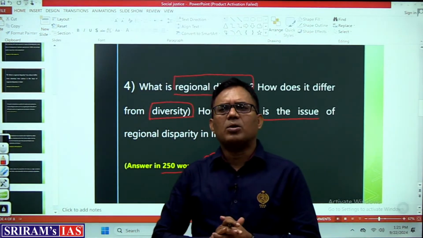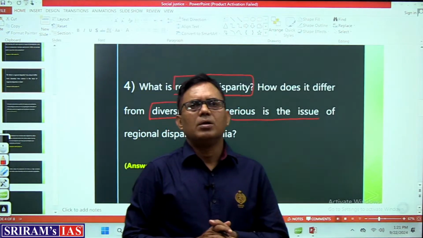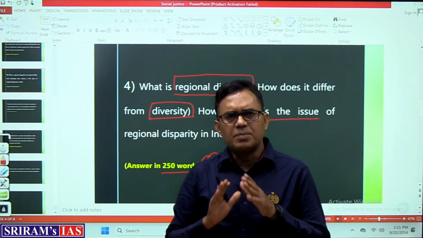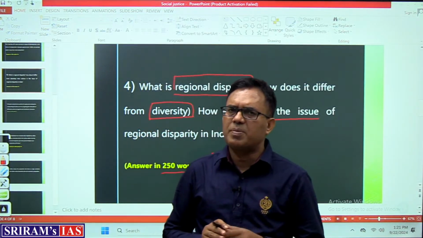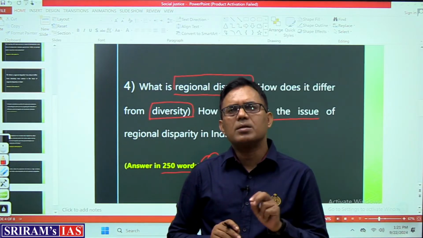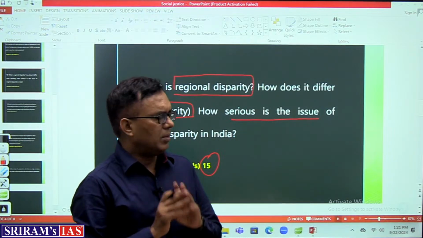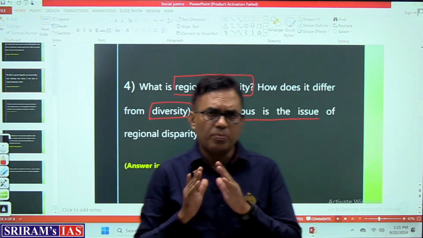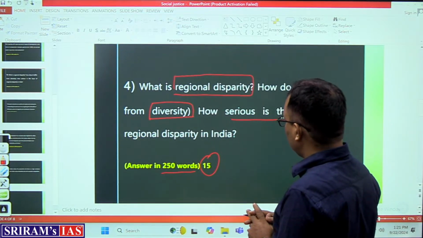When we discussed the topic of regionalism in our class, we already discussed how regional disparity in India, resulting from economic disparities and resource disparities, sometimes leads to a rising sense of regionalism or sometimes intrastate conflict. Now, let us see how we should begin framing the answer to this topic.